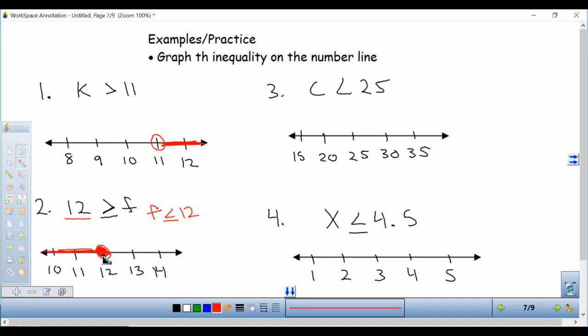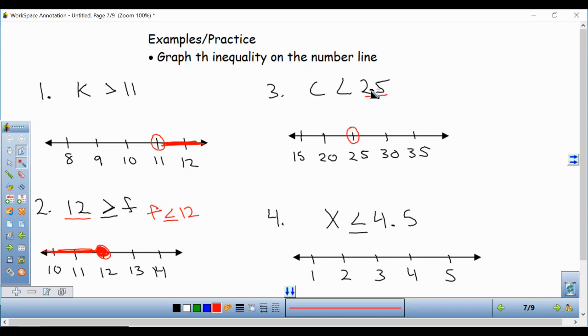Everything that f can be is shaded, including the 12. Number 3, c is less than 25. I will find 25 and put a circle on 25. Do not put the circle above it. Make sure we put it on the number line. It's a mistake a lot of people make.